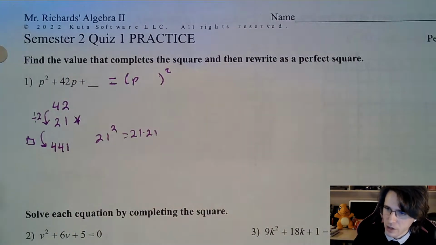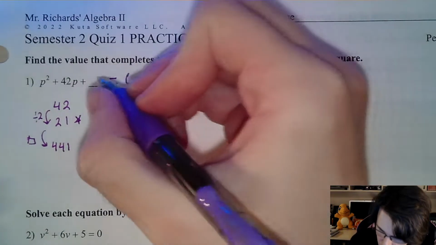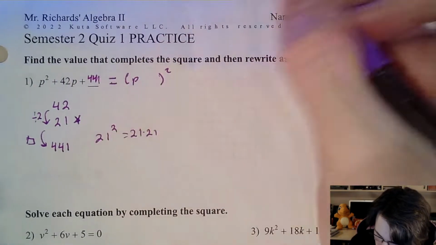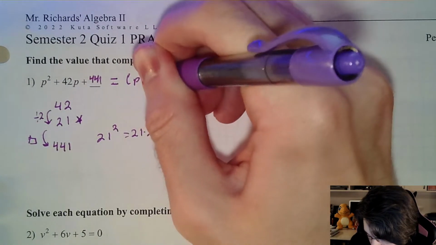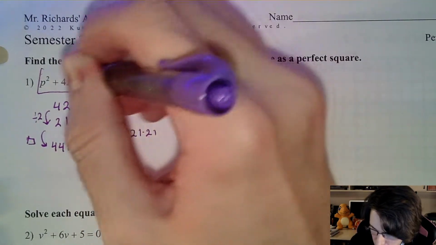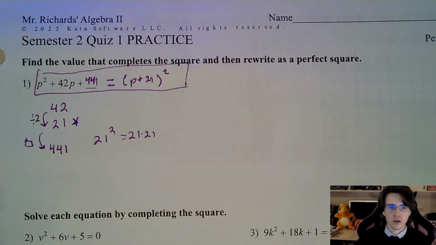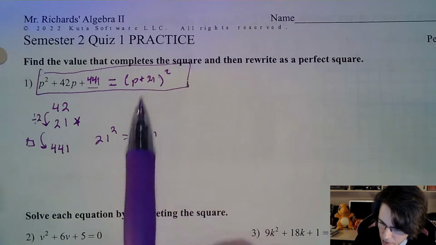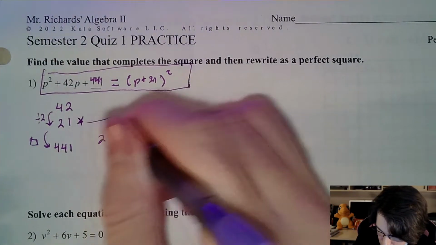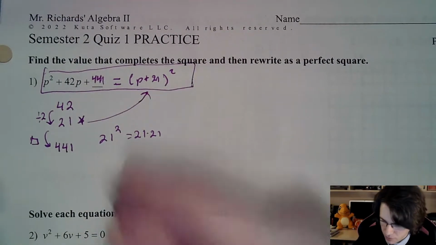Feel free to use a calculator for it. No big deal. You get 441 right there, and a plus 21 there, and boom. You finish the question. That's the whole thing. That's all you got to do in this problem. By the way, that 21 in here comes from the star. And the 441 goes there.